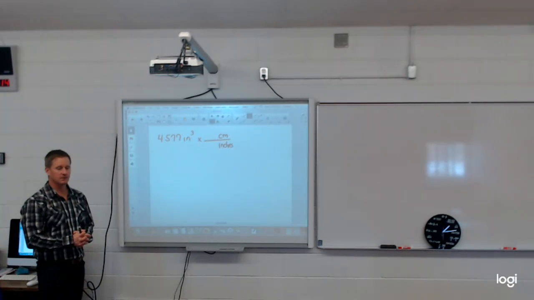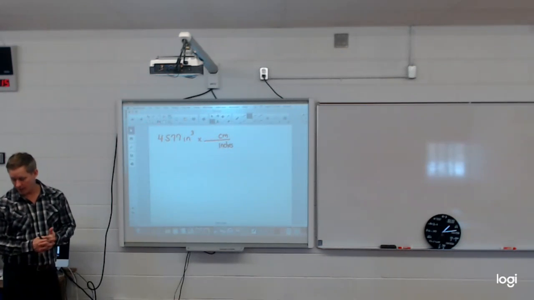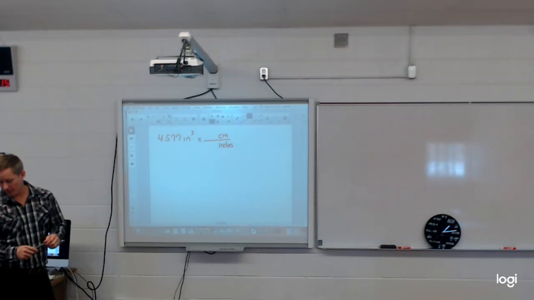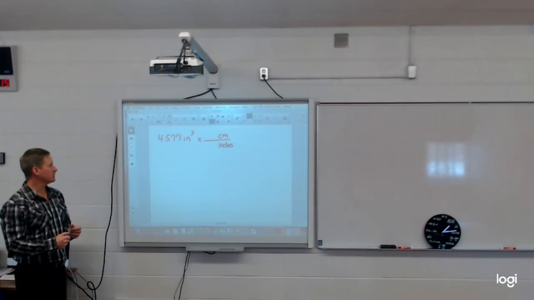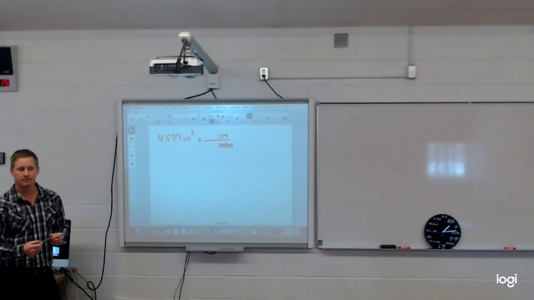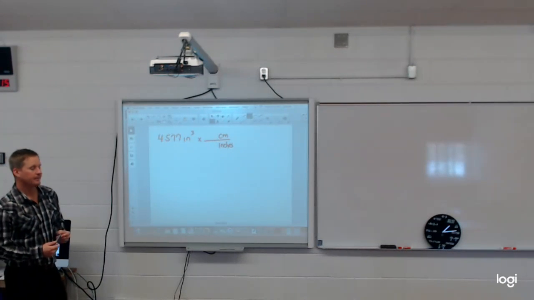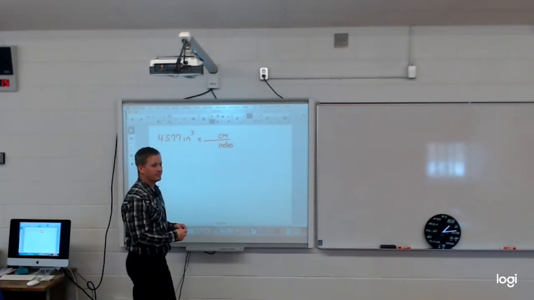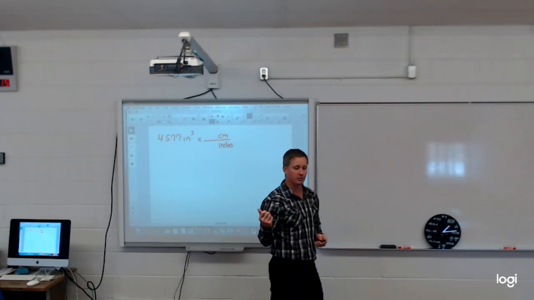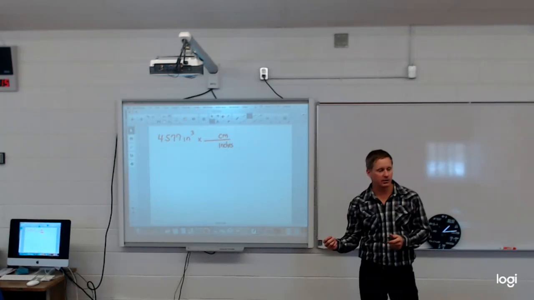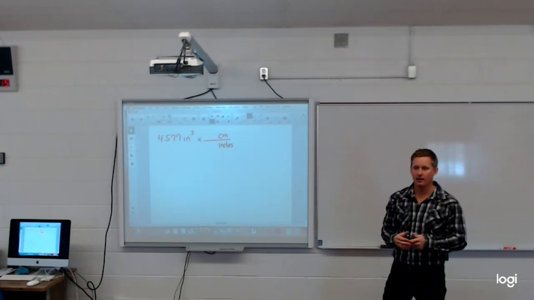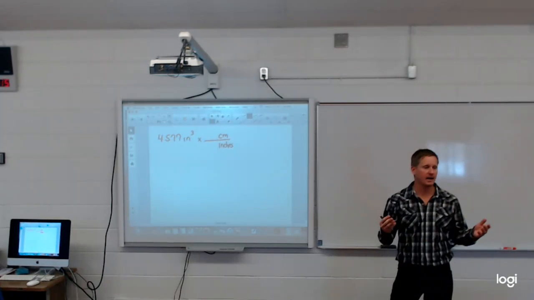That works. But then you'd have to divide by it. Or you could go 16.39 cubic centimeters to 1 cubic inch, and then you would multiply by it, correct? But I want to do something different, because if you're looking at those ratios, those ratios are not as accurate.